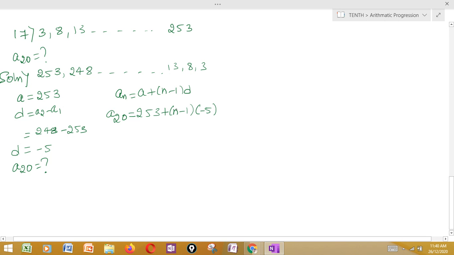Then here, in place of n minus 1, what do I have to write? 253 plus 19 into minus 5. Where does that 19 come from? In the formula n minus 1, when you replace n with 20, 20 minus 1 is nothing but how much? 19.